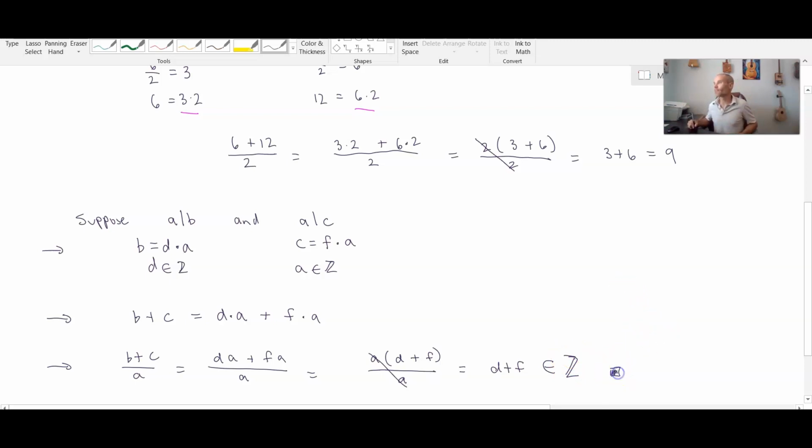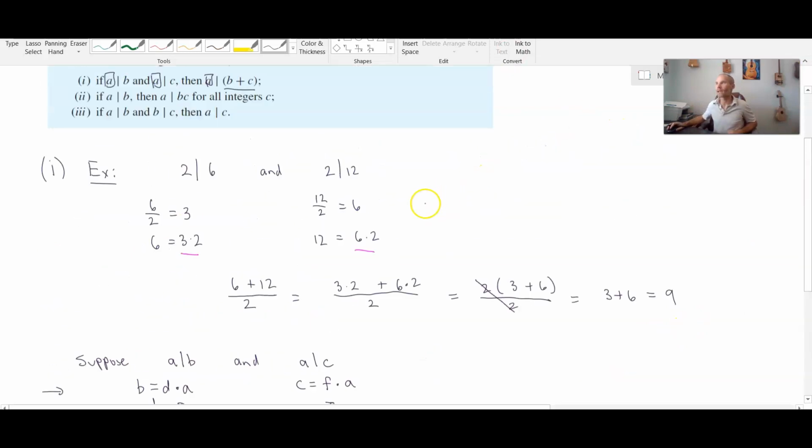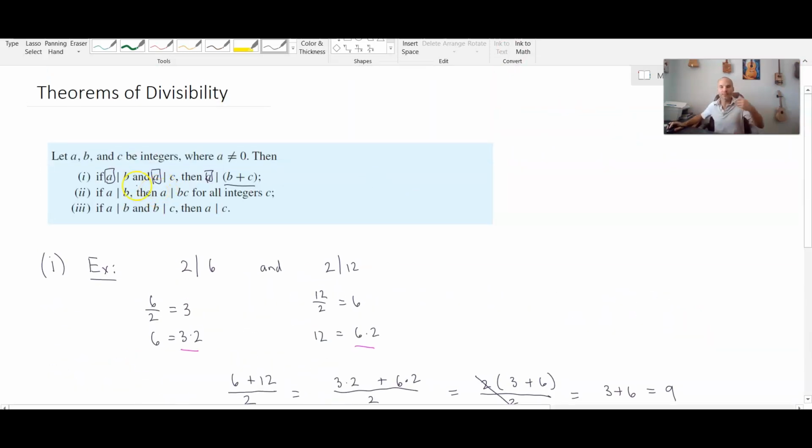You'll often see this little box here to say that that concludes the proof, that that's the rationale for why this always works. Now there are a couple more properties, and this is usually the way we go about proving new number theory properties, is by some sort of process of substitution. Maybe start off with an example and see why it's true, and then use symbols to show why it's true. So if A divides B, then A divides B times C for all integers C.